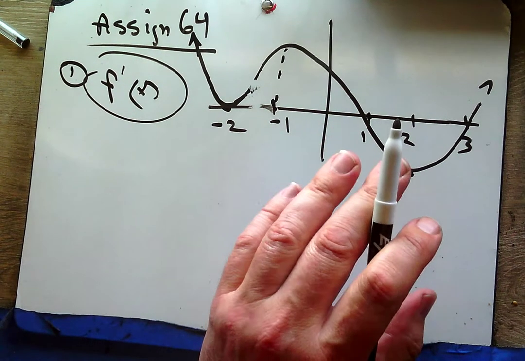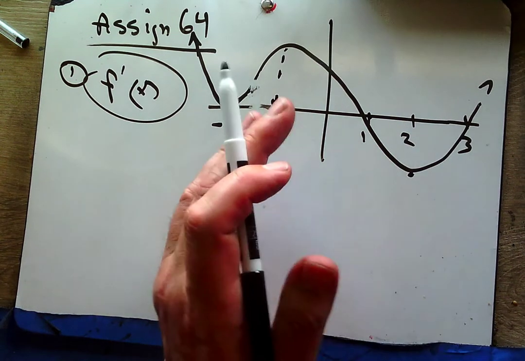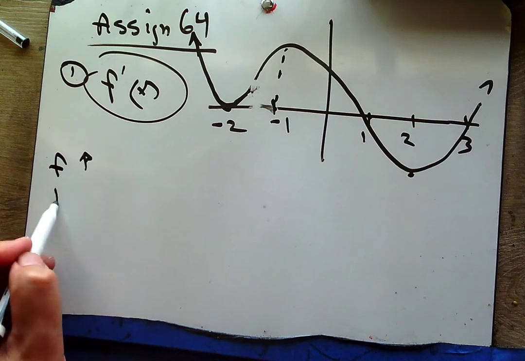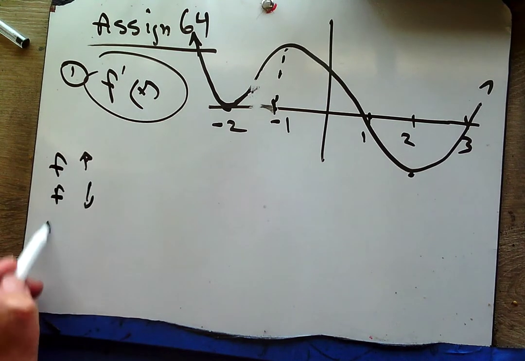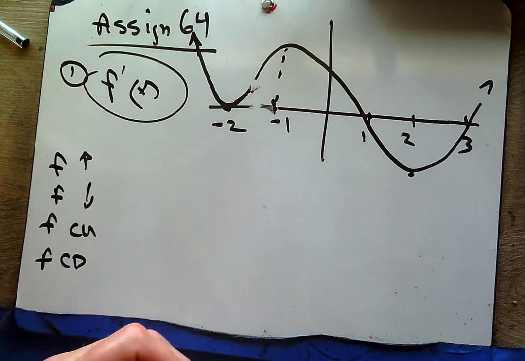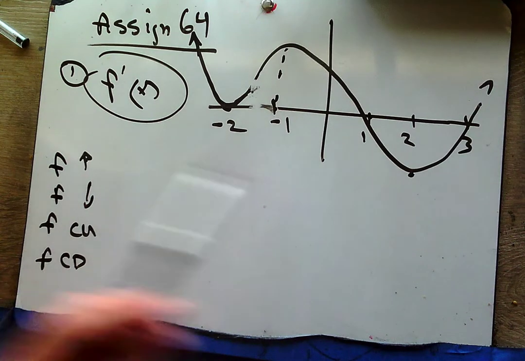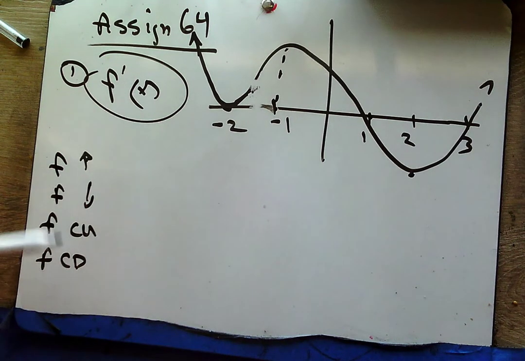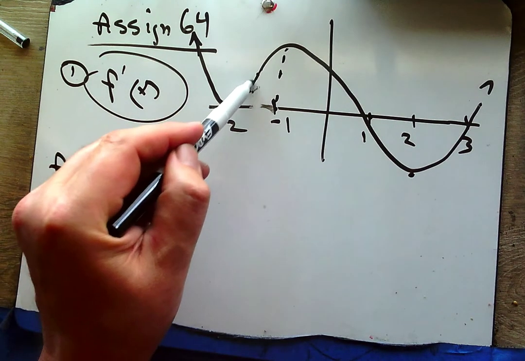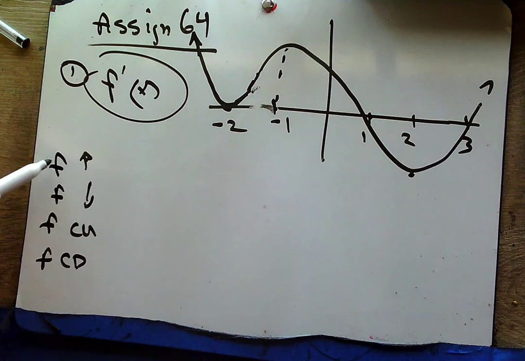Now, what I'd like to know is all these things about f. When is f increasing? When is f decreasing? When is f concave up? When is f concave down? Can you help me find those? Okay, so take a few minutes to try this out. Remember, this is a graph of f prime, not a graph of f. And we're looking for when f is increasing or decreasing. We're also looking for when f is concave up or concave down.